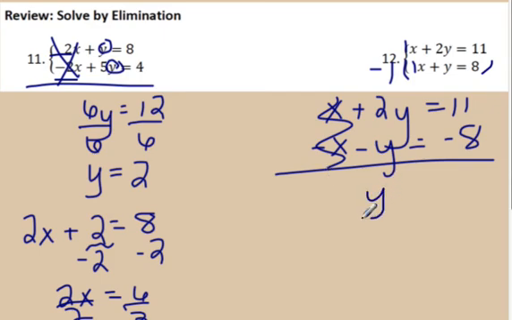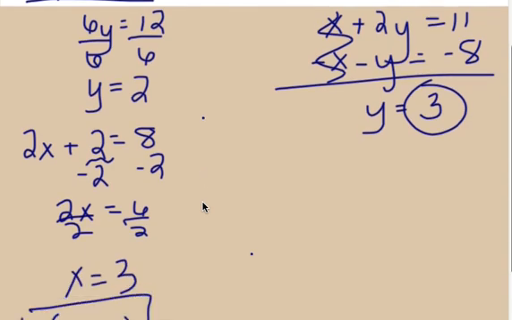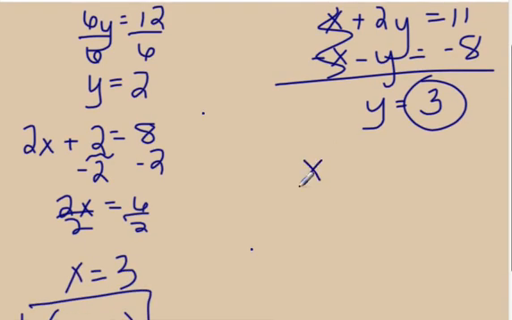2y minus y is y. 11 minus 8 is 3. So now I know that y is equal to 3. So where I see y there or there, I can plug in 3. I'm just going to plug it into the bottom one. So x plus 3, again, that 3 is taking the place of the y, is equal to 8.